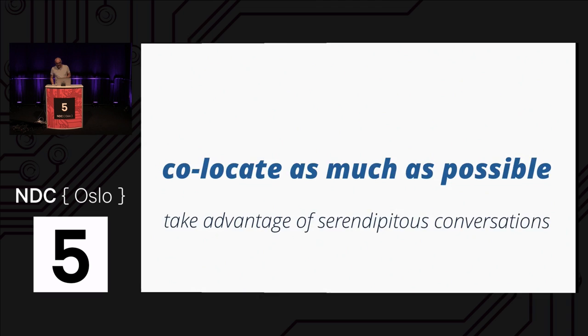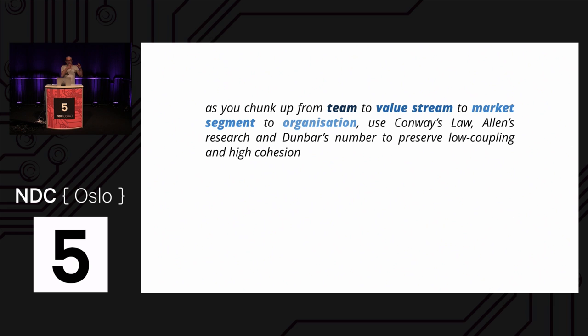So this is my thesis. As you chunk up from this team to value stream to market segments to your organization, you've got Conway's Law to help, Allen's research about distance from people and communication, and then Dunbar's number in terms of organizational units. These things will help you preserve low coupling and high cohesion of your teams and therefore the software those teams are building, because they are isomorphic with one another. And also remember, whenever work leaves your team, you incur cost.